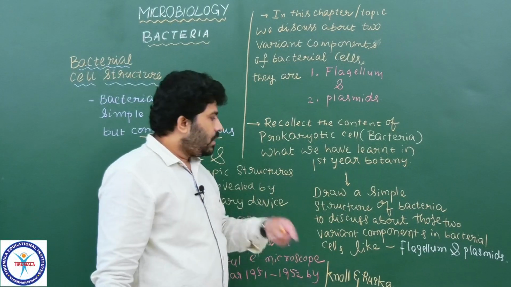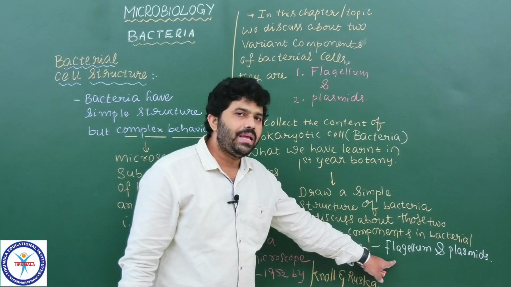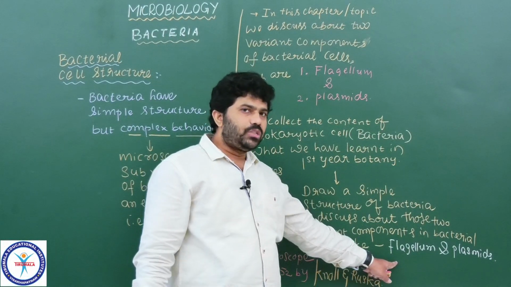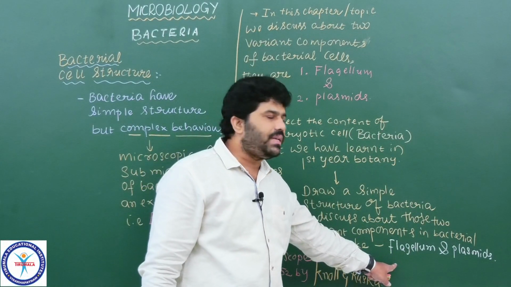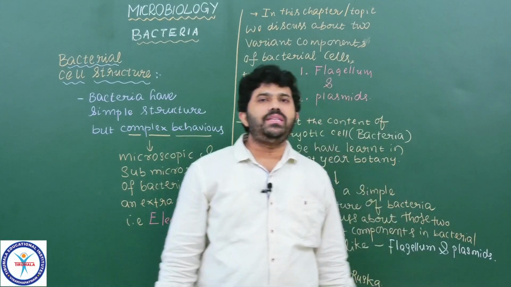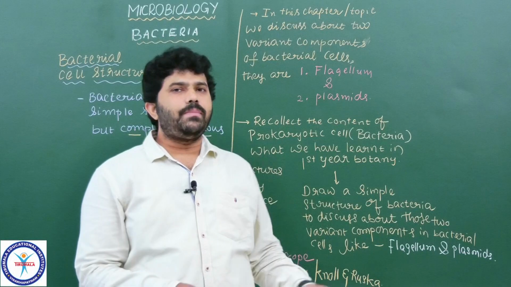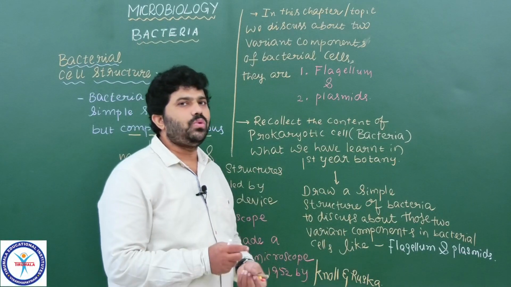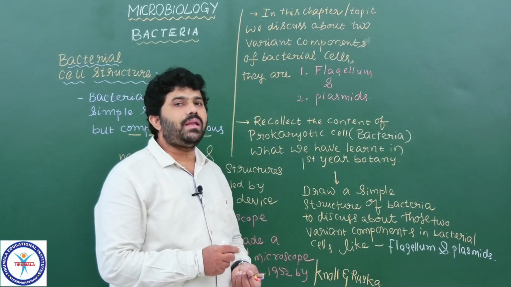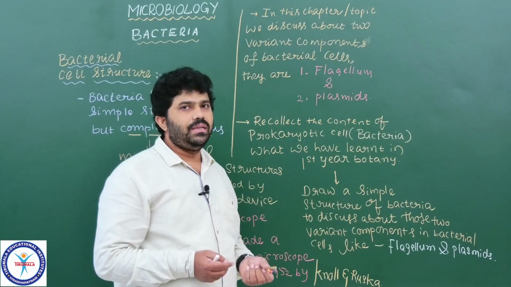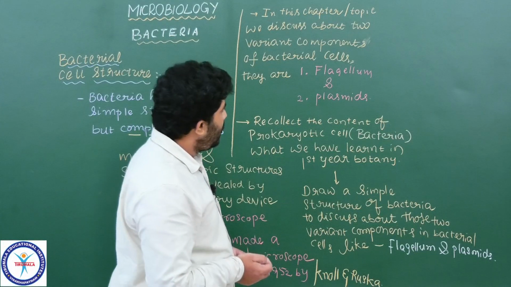Understood? Between these two, flagellum is an exterior or external compartment. It is situated in the external compartment of the bacterial cell, but plasmids are situated in the inner compartment of the bacterial cell. So in the syllabus we need to discuss these two components, which are not common in all the bacteria present in their respective environments.